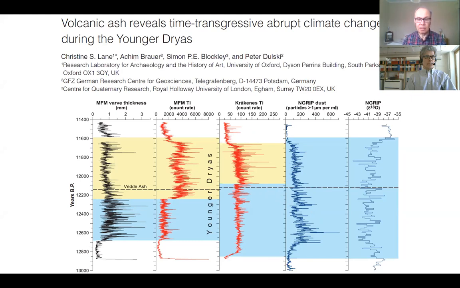So this shows that this change in climate, this mid-Younger Dryas abrupt climate change during the Younger Dryas, is time transgressive. And it can be shown because it occurred before the Vädi ash in Germany, slightly after the Vädi ash in Norway, and there's no evidence for that in Greenland. So this has probably something to do with changes of the polar front, which is more moving towards the north during the Younger Dryas.